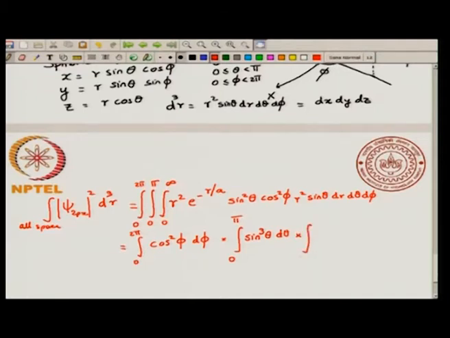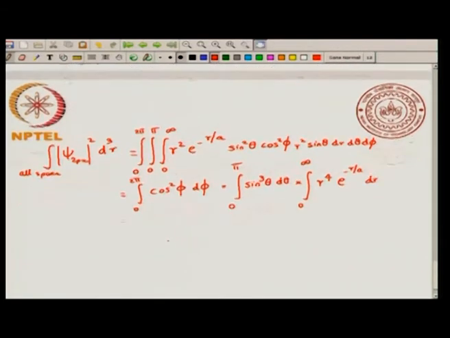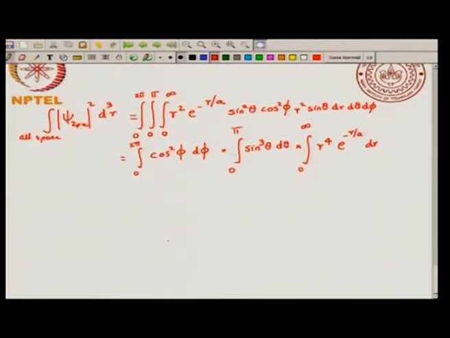and finally, you have an integral over r which goes from 0 to infinity. Okay. And what you have is r square into r square. So, that is r to the power 4, and you have e to the minus r by a dr. So, you have to do each of these integrals, each of these is a simple one dimensional integral. Okay. And you can do this easily and calculate the values.